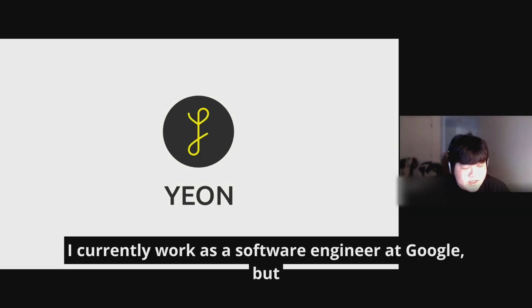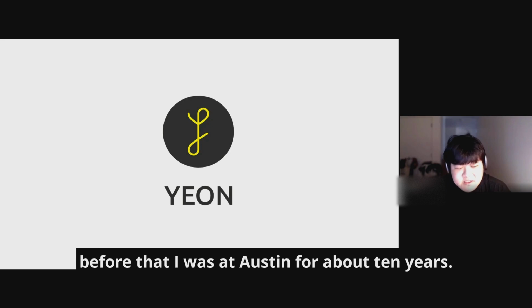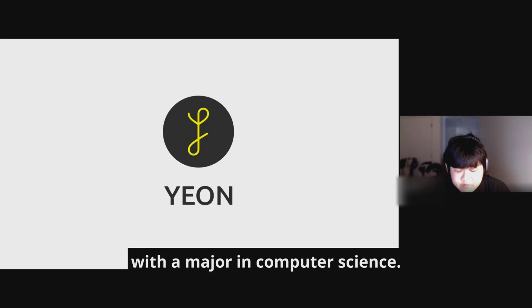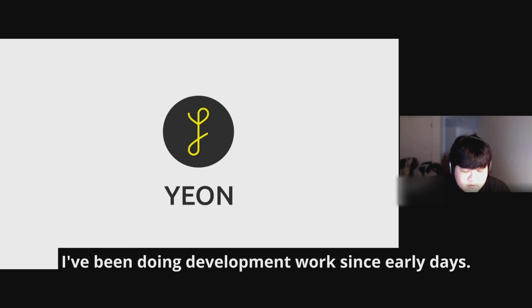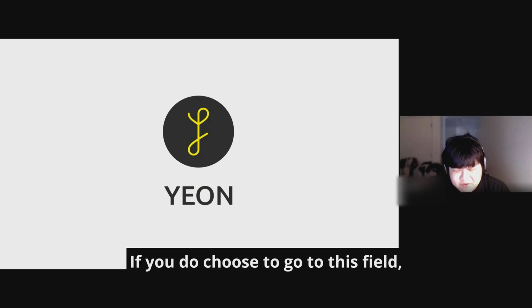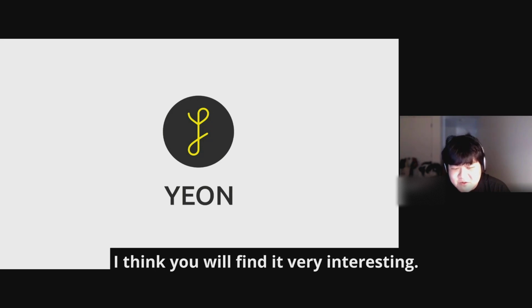I currently work as a software engineer at Google. Before that, I was in Austin for about 10 years. Then I graduated from UT Austin with a major in computer science. I've been doing development work since early days in high school. I was in the robotics club and I still enjoy it as a hobby. If you do choose to go into this field, I think you'll find it very interesting.